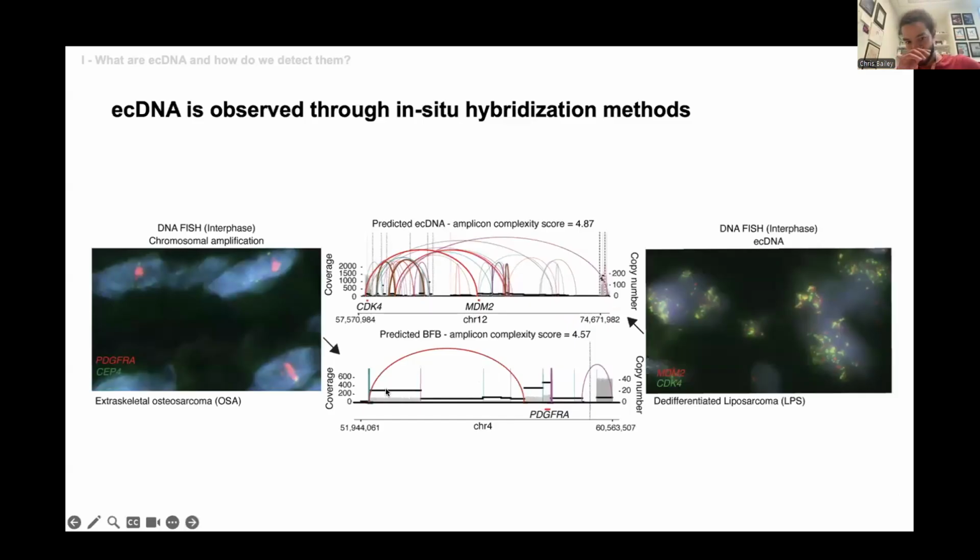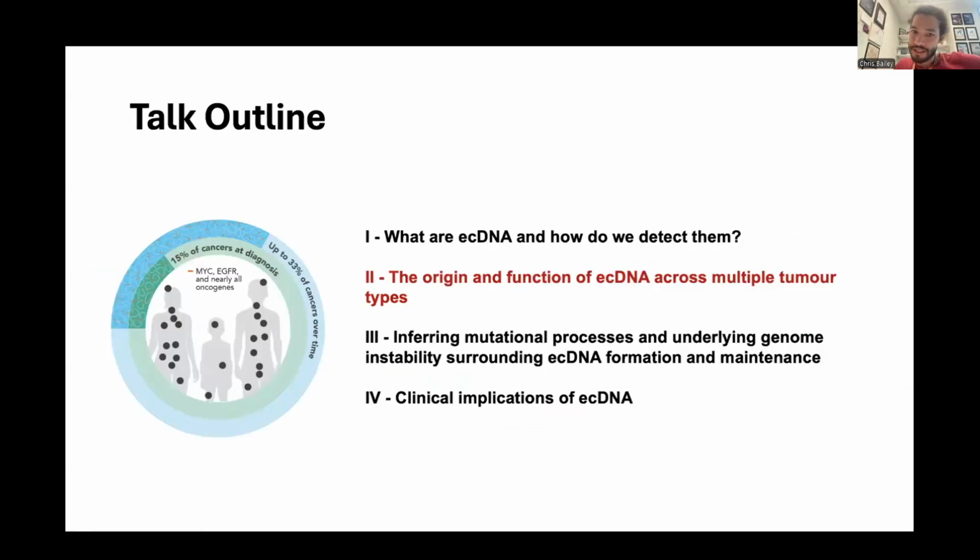For a number of samples, we were able to determine cytogenetically the pattern of amplification. And so two examples you see here. On the left, this is an intrachromosomal amplification of PDGFRA in an extraskeletal osteosarcoma. Much like the previous slide when I showed you the metaphase spread and the HSR formation, this kind of clumping of gene copies is seen here in this predicted intrachromosomal PDGFRA amplification. And then we have the MDM2 CDK4 ecDNA shown here, and this is an interphase FISH of a dedifferentiated liposarcoma. So that's ecDNA and how we detect them.